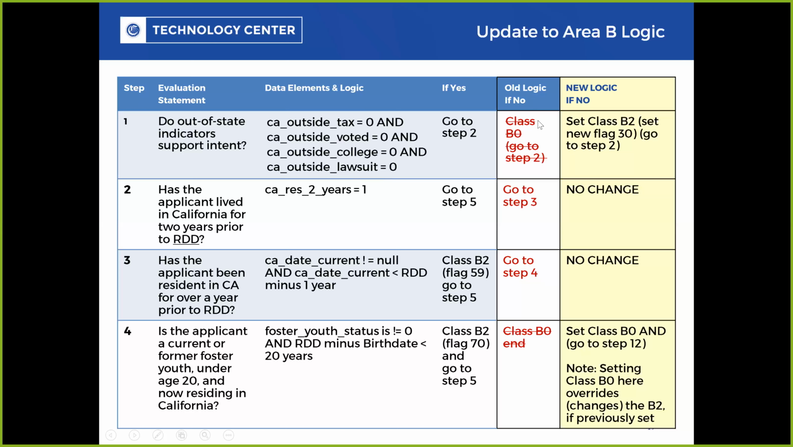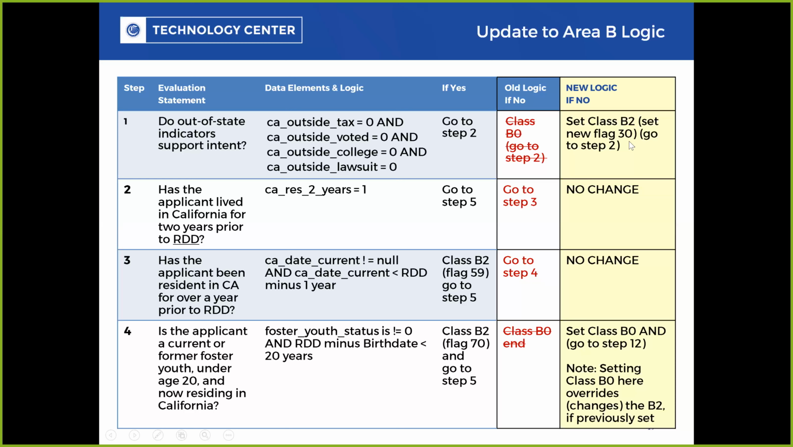The old logic, we were giving them a B0, which is a non-resident classification, right away in step 1. And if you remember from last year or maybe 2 years ago, we had another bug right here. We actually said give them class 0 and end the logic. It was like, you're done. You did something out of the state. You're not going to pass this area. We fixed that one, but really what we should have done here was that should be a class B2.